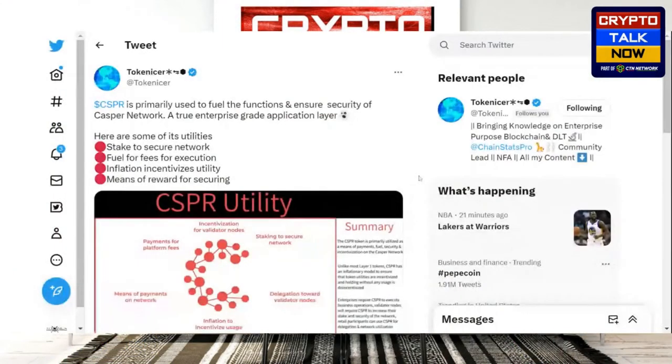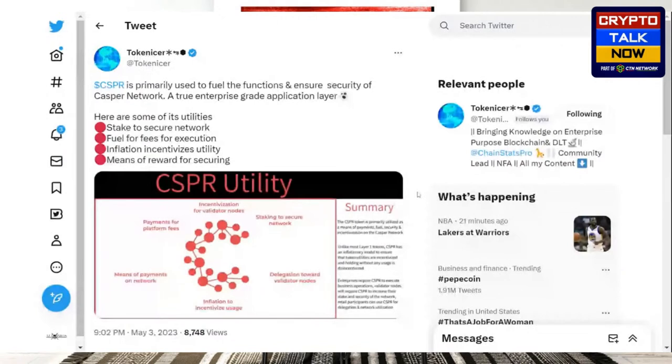It's in regards to Casper. Let's go ahead and share this. This comes from Tokenizer. He recently put this out. And if you're on crypto Twitter, you should follow Tokenizer. He's probably one of the best deep divers out there when it comes to covering anything that has to do with utility. Quant, XRP, XLM, Energy Web Token, DAG, right? Obviously Casper.